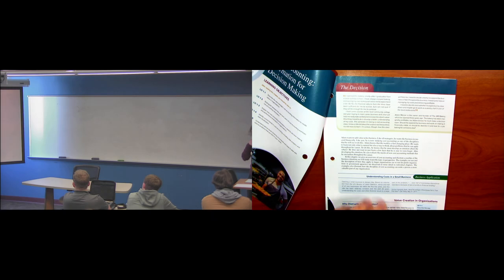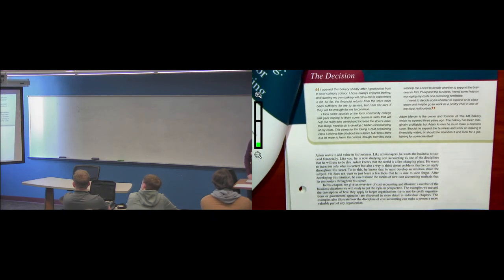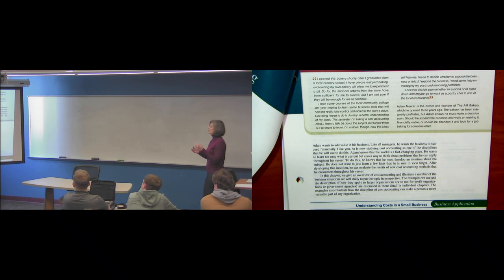I am going to switch over here. I always like to look at the book. The chapters always have a beginning opening article, an entrepreneurial kind of thing. And so I like to look through that before we get into the content too much, just because it provides a context for what we're covering in the chapter. And the bakery, AM Bakery, is Adam Mercer. That's his name. And that's what this first opening article is about.